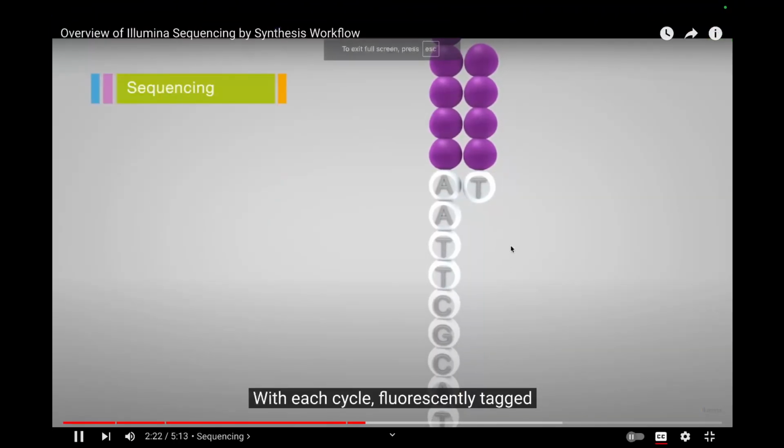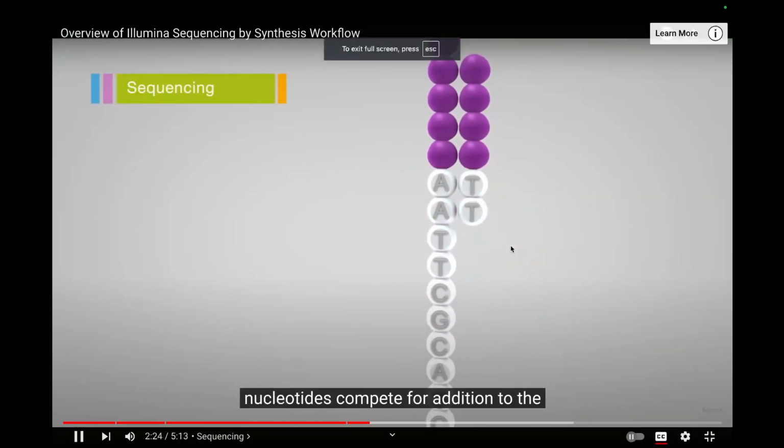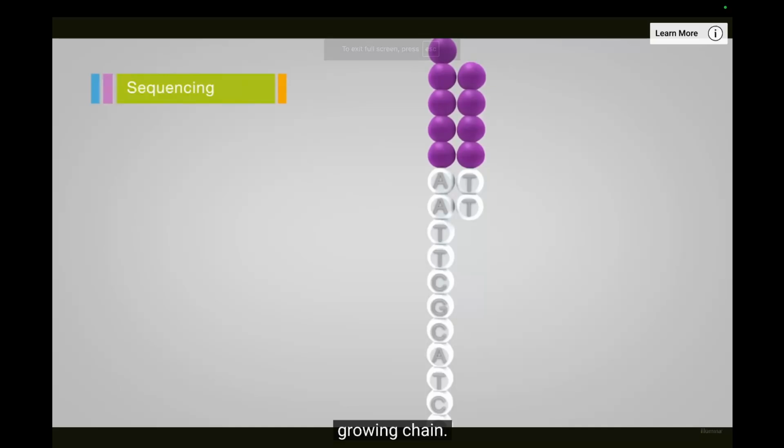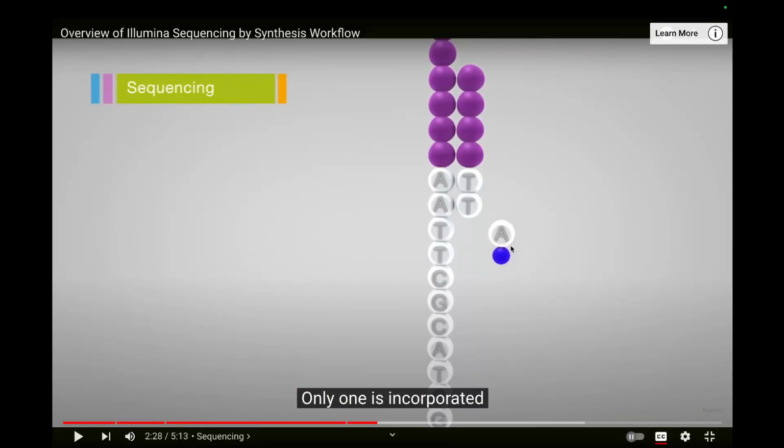With each cycle, fluorescently tagged nucleotides compete for addition to the growing chain. Just remember, these are ddNTPs. These are ddNTPs tagged with fluorescent tags. Once a ddNTP binds, it will emit the tagged light, that is, the fluorescent tag it carries, and the machine will capture this light that is coming out. So it will know which base is present at that position.